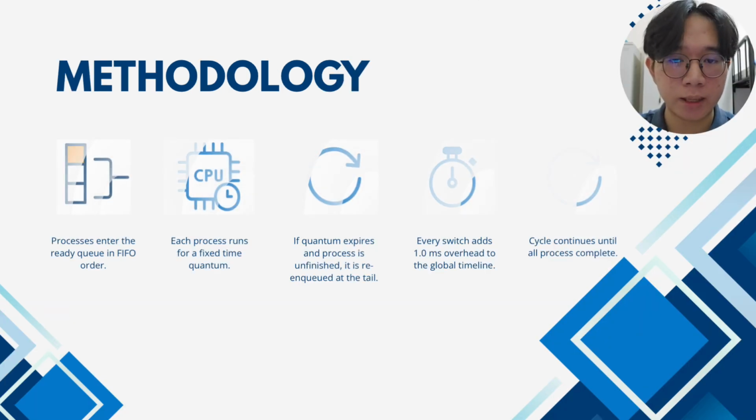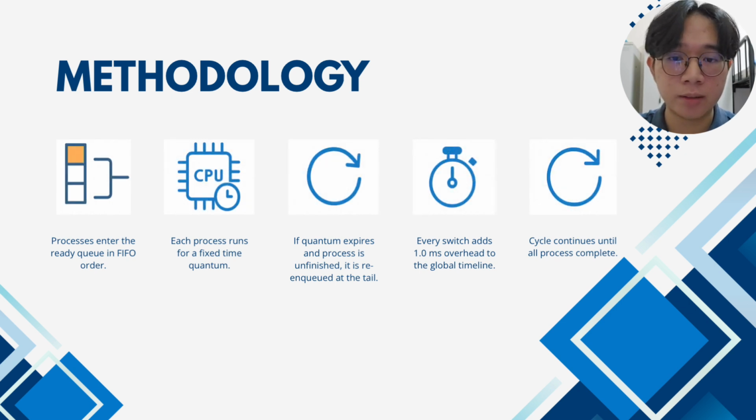Today, I will be explaining the methodology behind our round-robin schedule simulation. First, our approach follows four clear rules. Number 1. Processes enter the ready queue in FIFO order, first in, first out order. This means the first process to arrive is the first to be served, just like a real queue. Number 2. Each process runs for a fixed time quantum. No process can monopolize the CPU. Everyone gets a fair, limited slice of time.